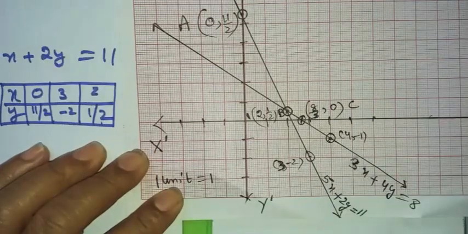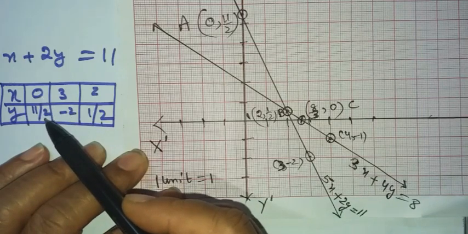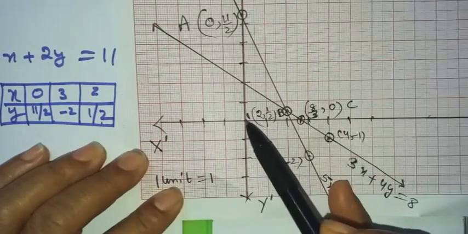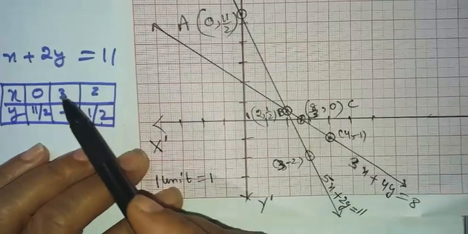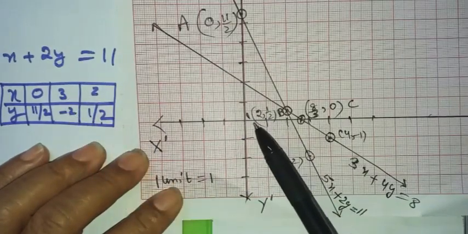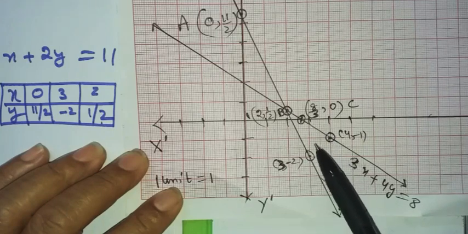Now, let me show the plotting of the second line. First point is 0, 11 by 2. 11 by 2 means 5.5. So, 0 and 1 2 3 4 5.5. Next point is 3, minus 2. So, 3 on x axis, 1 2 3, and minus 2 on y axis on the negative side.